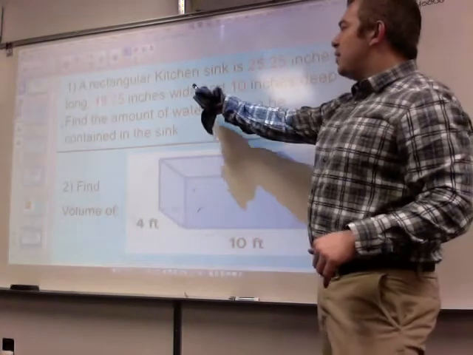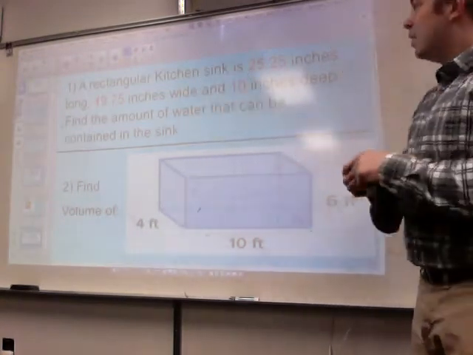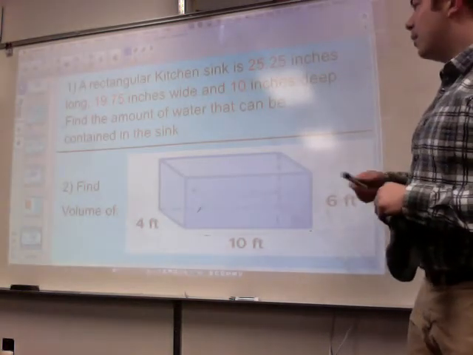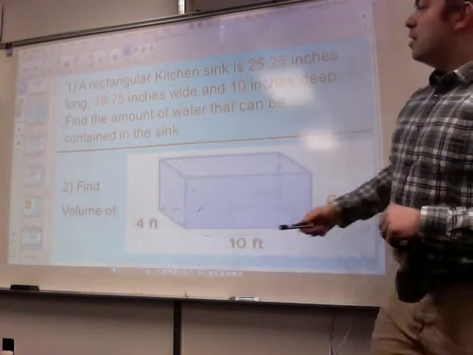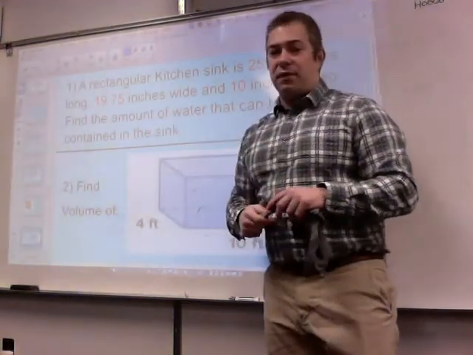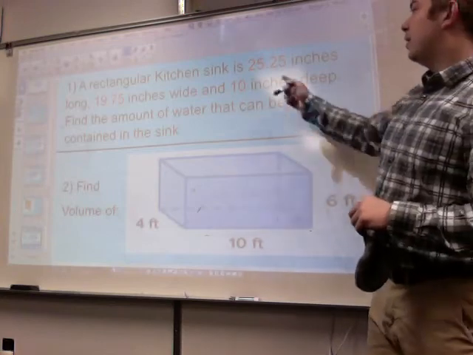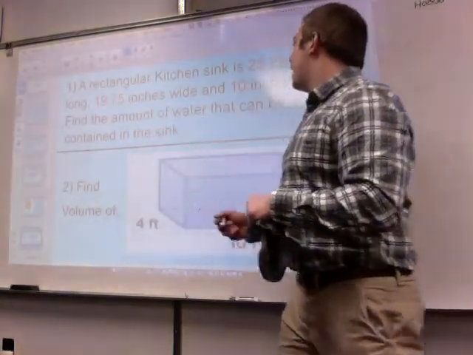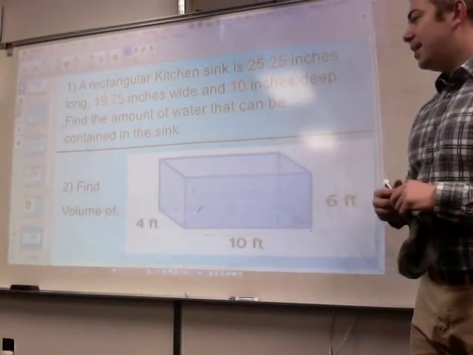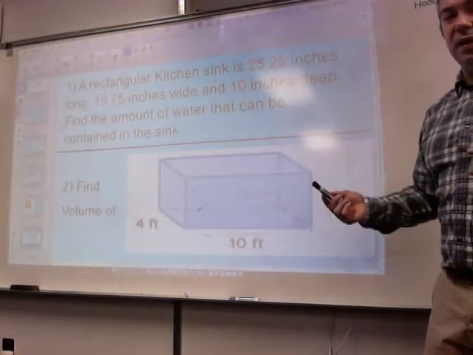It says a rectangular kitchen sink, so in my head, you have a rectangular prism just like this, is 25 and 25/100 inches long, or 25.25, 19.75 inches wide, or 19 and 75/100ths, and 10 inches deep. So you have your length, you have your width, and you have your height. Okay? Find the amount of water that can be contained in the sink. Now that just basically means what is the volume of that sink? What can be fit in there?